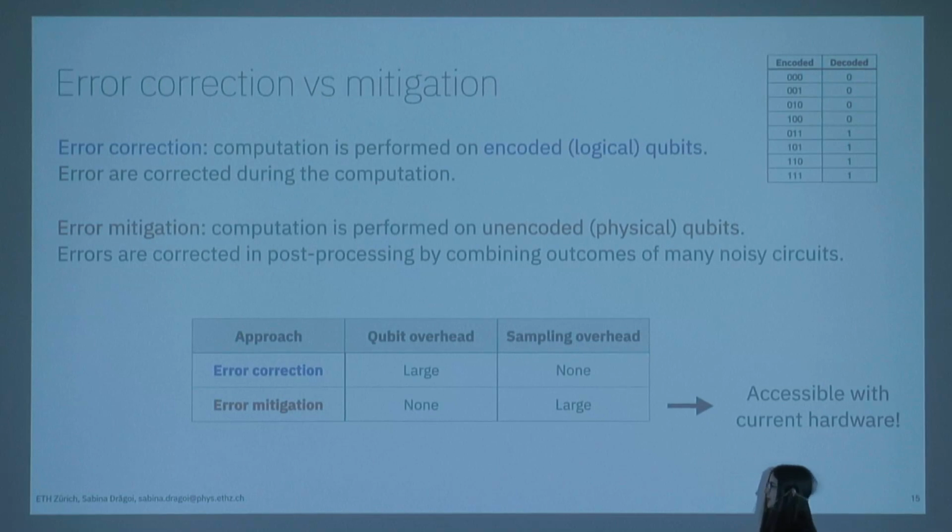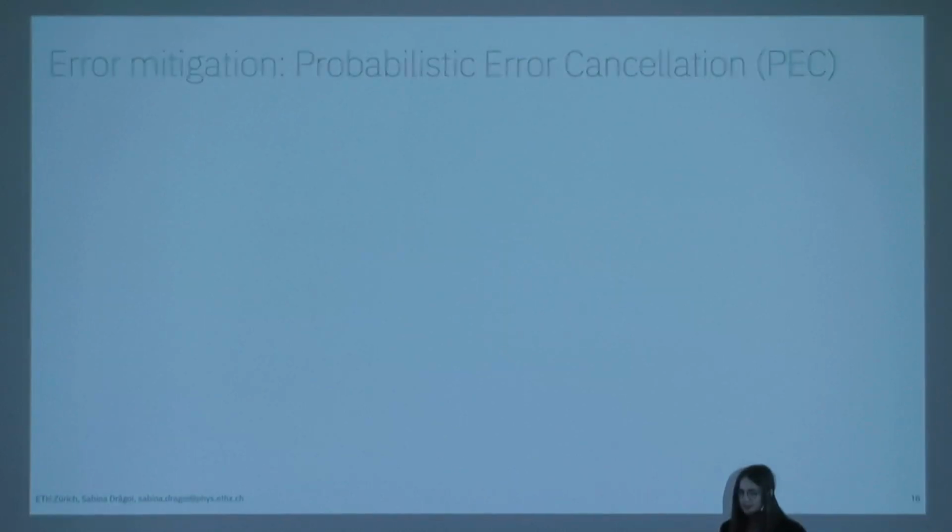However, current hardware is not only noisy, but also kind of limited in size, so we cannot really afford to do error correction yet. So what we're going to focus on is error mitigation. And I'm going to talk about two error mitigation techniques that are fairly recent, and which I like because they surprisingly work. So the first one is called probabilistic error cancellation.